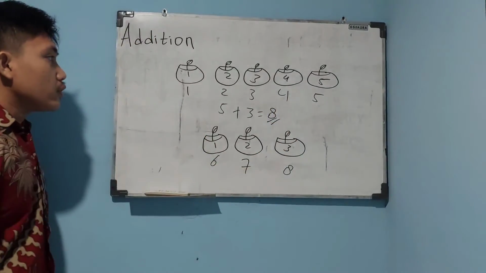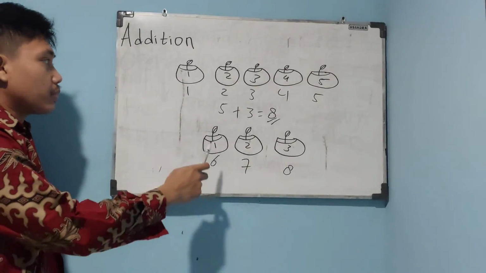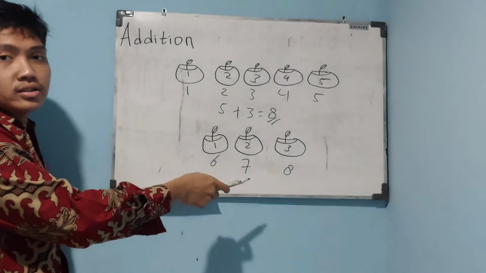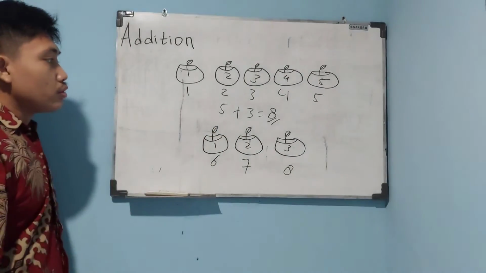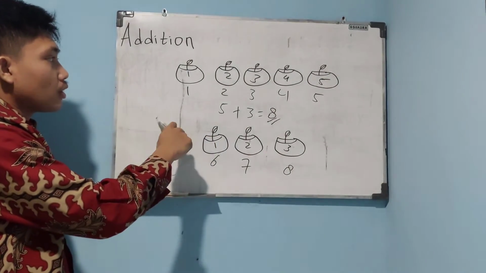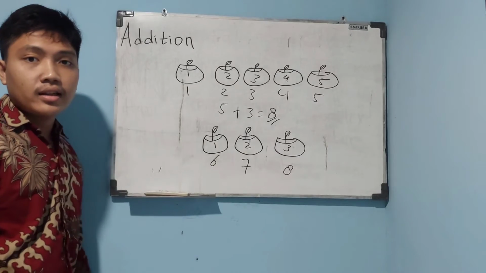So if you have many things, for example like these oranges, you can combine them and it becomes addition. You can add all of the oranges and get one result. There is addition.